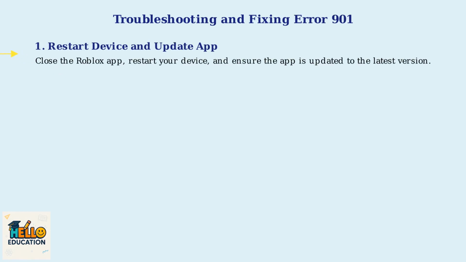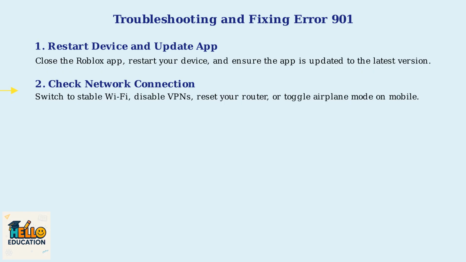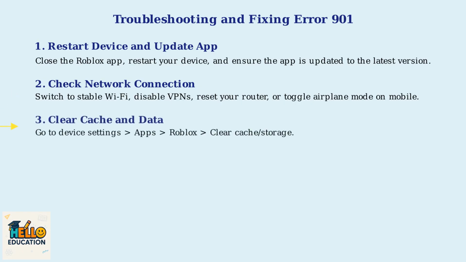To resolve error 901, try these steps. First, restart your device and ensure your Roblox app is updated. Second, check your network connection. Switch to stable Wi-Fi, disable VPNs, reset your router, or toggle airplane mode on mobile. Third, clear the Roblox app's cache and data in your device's settings.